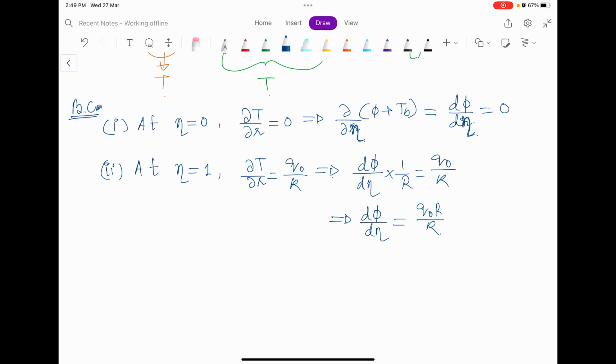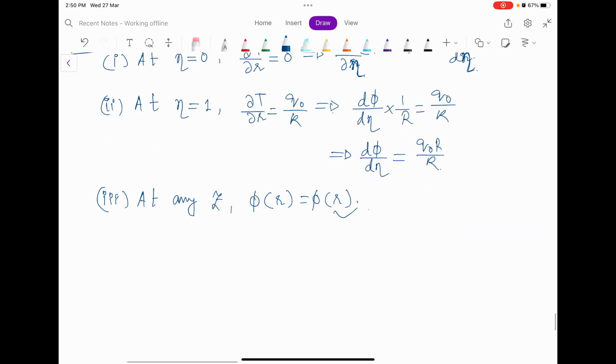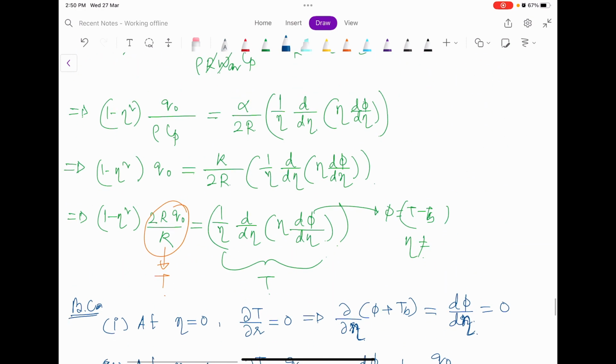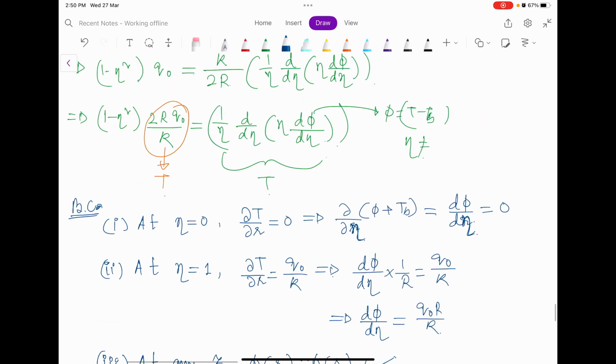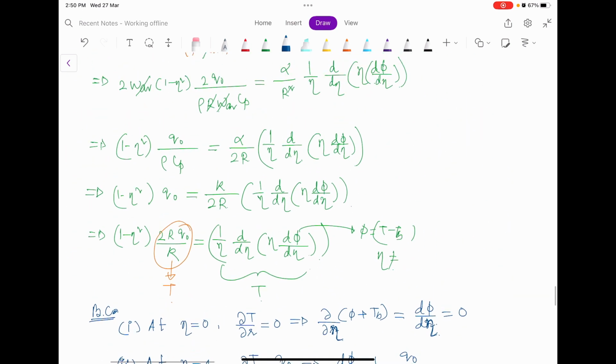Or rather you can write a third boundary condition like this: at any z, phi of r equals phi of r. That is, it is valid for any z. I mean there is no meaning in writing this third boundary condition. So I now have the problem description for phi.